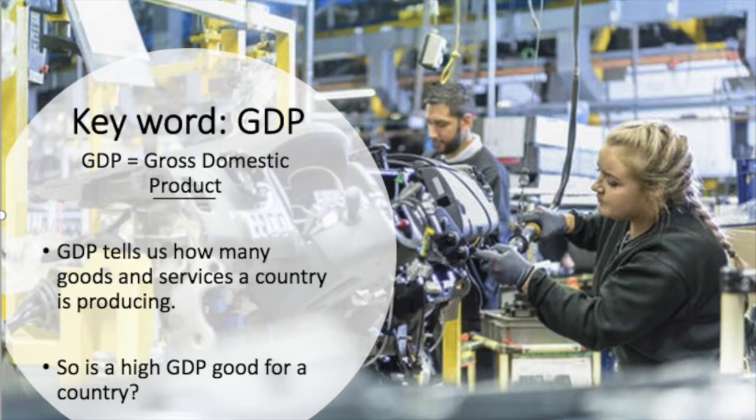Now, our keyword is GDP. This stands for Gross Domestic Product, and it tells us how many goods and services a country is producing. Now, if a country is producing a lot of goods and services, we say that country has a high GDP. On the other hand, if a country is producing a lower amount of goods and services, we say it has a low GDP.